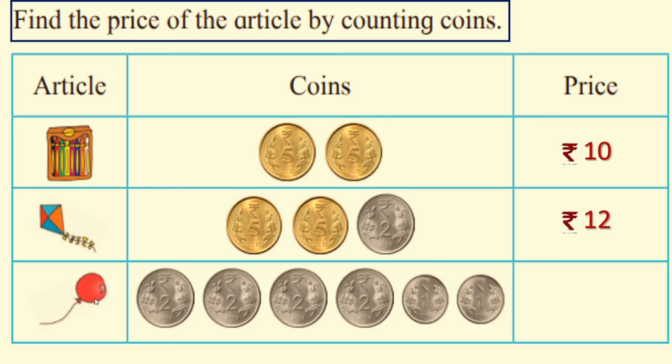Now here you can see a balloon. And you can see the coins. So that we will calculate the price of this balloon. Come on, children. Please count this and tell me. 2, 2, 2, 2, 1, 1. Yes? Very nice. Rupees 10. Good.